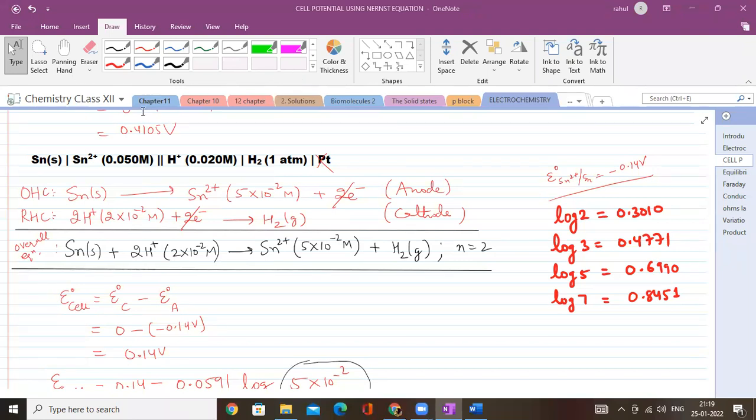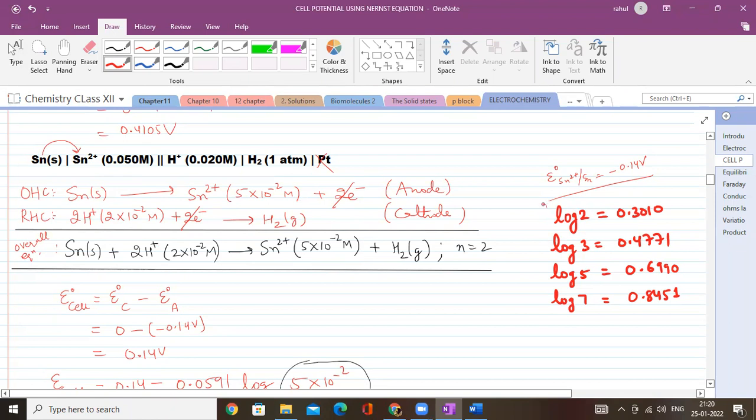Now we will take up the next question, beta. Of course, the next question is this. This is also the third question of NCERT only. Sn in solid gives Sn2 positive 0.050 molar, H positive 0.02 molar, H2, and platinum, which as I said is an inert electrode, so we don't have to consider it. Again, if I apply the same formula, Sn goes to Sn2 positive. So oxidation half cell will be Sn in solid to Sn2 positive, 5 into 10 to the power minus 2 molar plus 2 electrons. This is at anode. And here, 2H positive, 2 into 10 to the power minus 2 molar, plus 2 electrons will give hydrogen. This is at cathode. So overall equation you can easily write now.